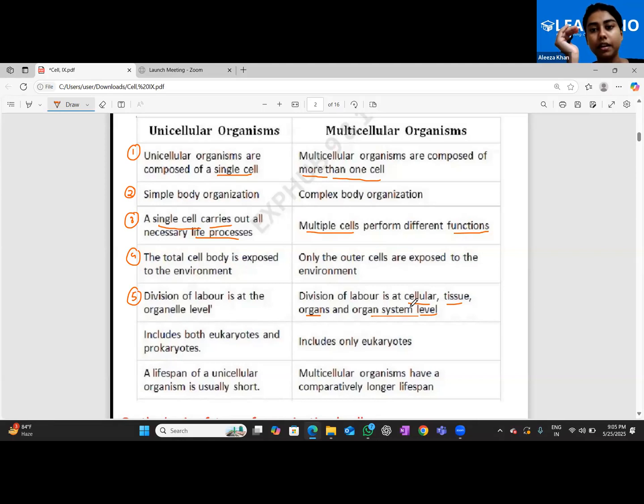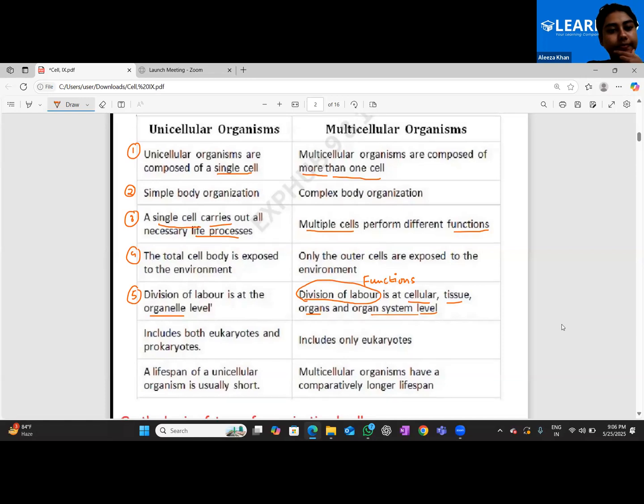Have you understood what this division of labor is? This whole statement means functions. Whatever functions are performed in a unicellular organism, here it is at the organelle level only, but here it is at the other levels also. Got it, Abdullah? Yes, ma'am.